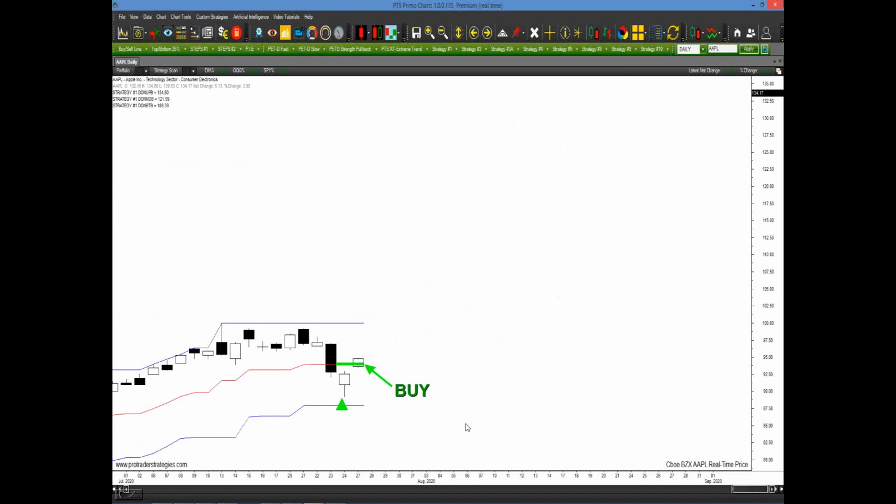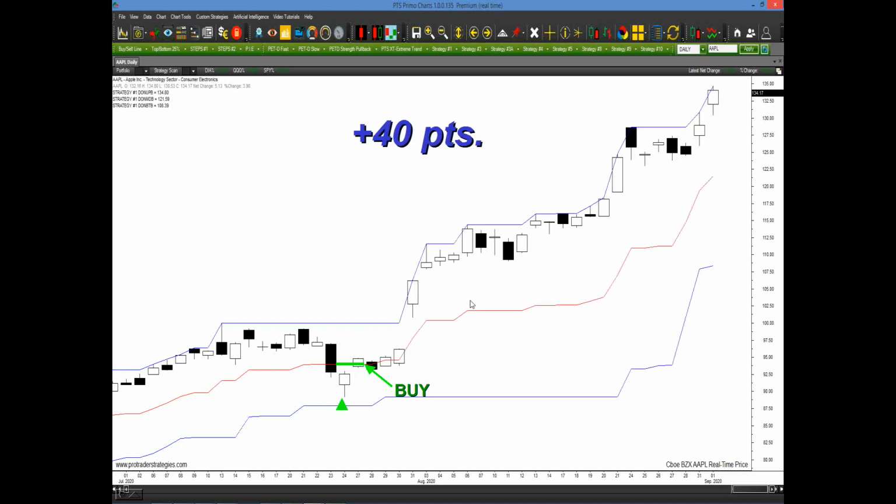Here's another example. This was in Apple coming into August. All right. We're starting to go higher. Now we start to sell off. Here's our setup bar completely below the mid-Donchian channel. You could have purchased at the very end of July here and potentially captured 40 points to the upside coming into September.